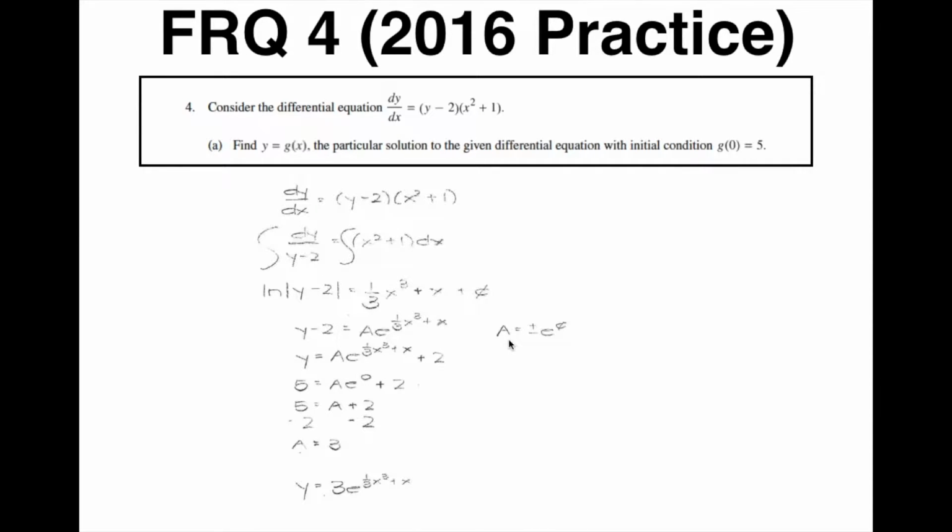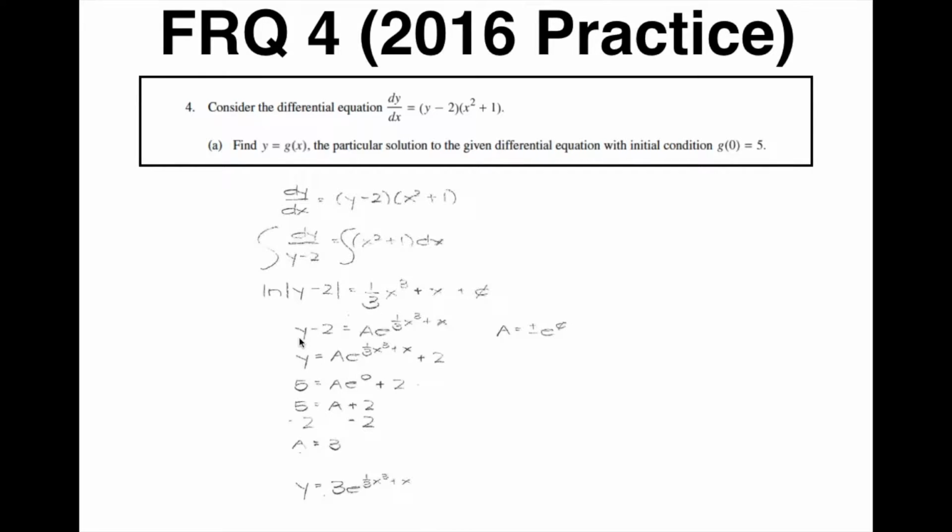In class, we've often called this new variable capital C. I actually find it much nicer to use capital A. It's less confusing. And here what the student does is really great. They say A can be plus or minus e to the c, and therefore this is how the student gets rid of the absolute value.